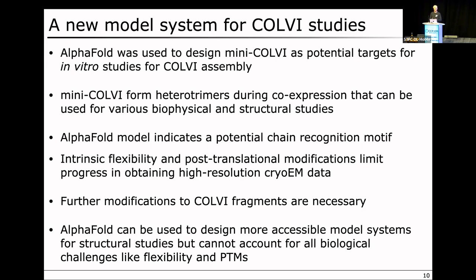And I guess the take-home message from this talk that I wanted to show you is that AlphaFold can be a really powerful tool if you know how to use it, but it can't account for all the other challenges that I guess all of you in cryoEM are well familiar with in terms of flexibility, because AlphaFold can't really predict these sort of things.